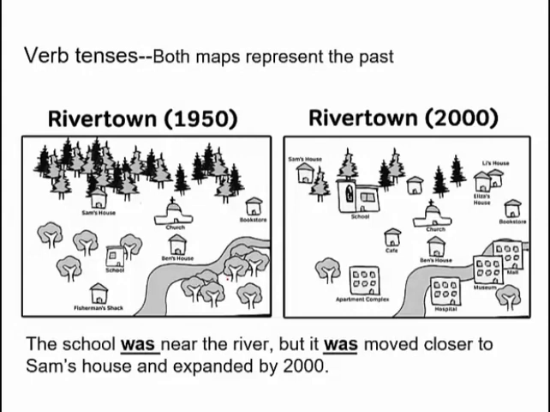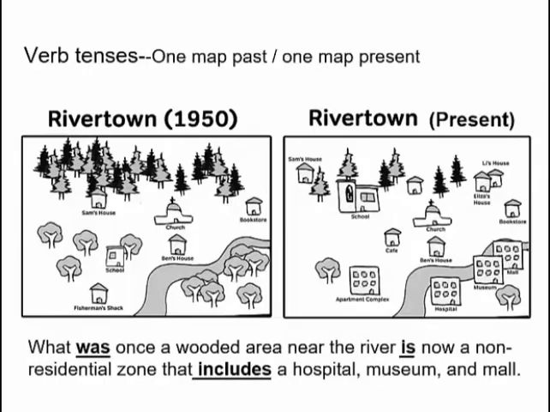So, sample sentence down below: The school was near the river, but it was moved closer to Sam's house and expanded by 2000. We are using the past here to indicate these actions, what occurred in these past times. All right, now what about a different situation?